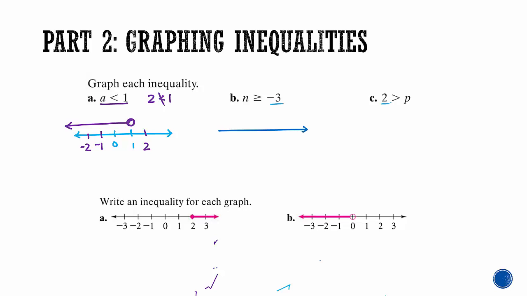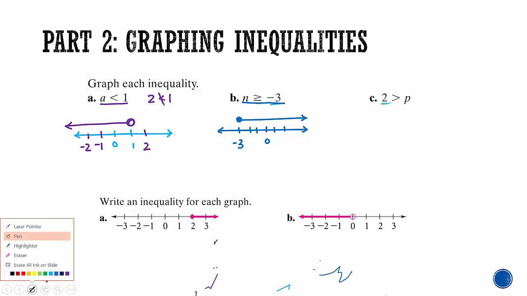draw yourself a number line. You have 0 for reference, and then -3. You can draw in the other ones if you want, it doesn't really matter. But then decide open circle or closed circle. This one we want to close it in because we are okay if it equals -3. And then we want all the numbers that are bigger than -3. So everything bigger than -3 is going to be to the right. And then the last one.